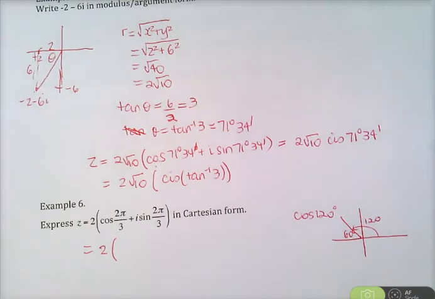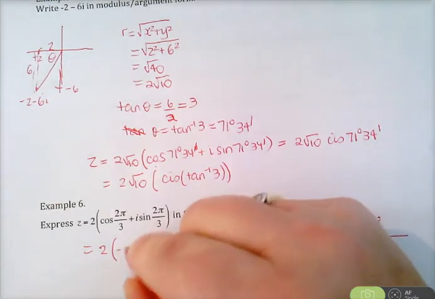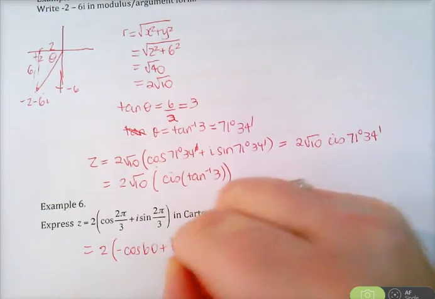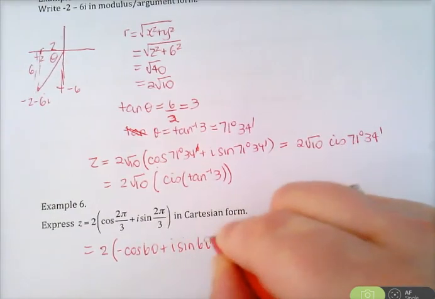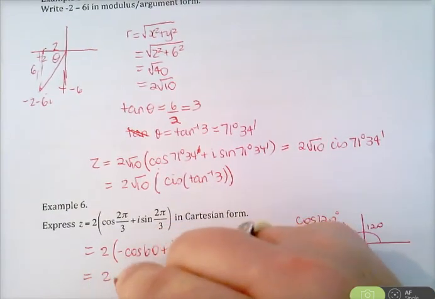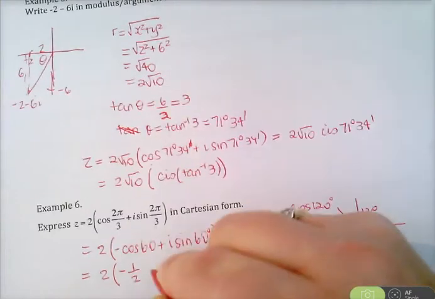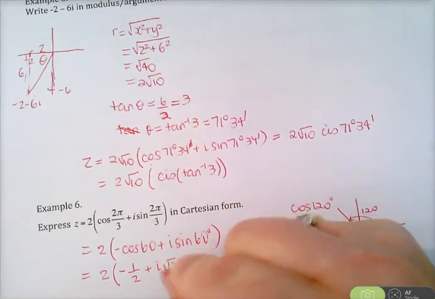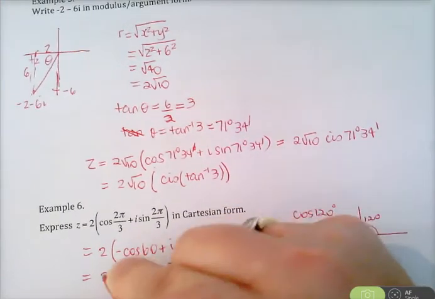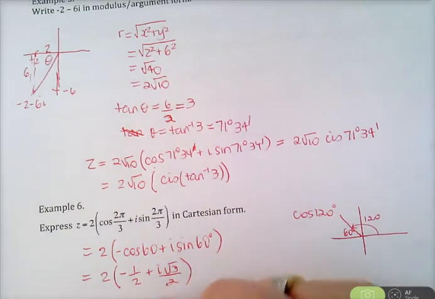It's quadrant 2. We know that cos of 60, so this is going to be the same as minus cos 60 plus I sine 60. Now cos of 60 is a half, so it's 2 times negative a half plus I times root 3 on 2. Okay, we multiply through by 2 and we'll get negative 1 plus root 3I.